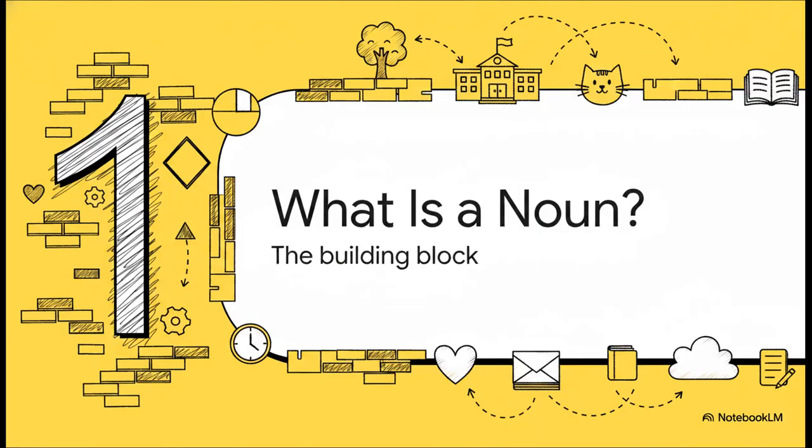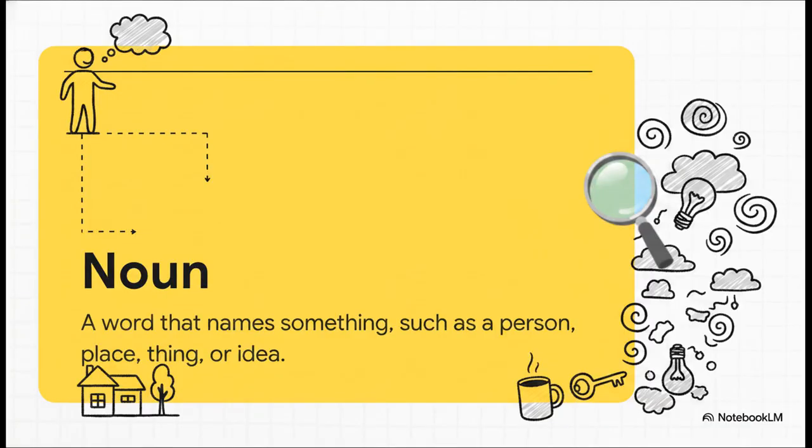What is a noun? The building block. Let's anchor this with a baseline definition. A noun is a word that identifies people, places, things, or ideas. Now, we all learned the person, place, or thing rule pretty early on, right? But I want you to really focus on that word ideas. Nouns aren't just physical objects you can stub your toe on. The things a noun can identify are both tangible, physical objects and completely intangible concepts.